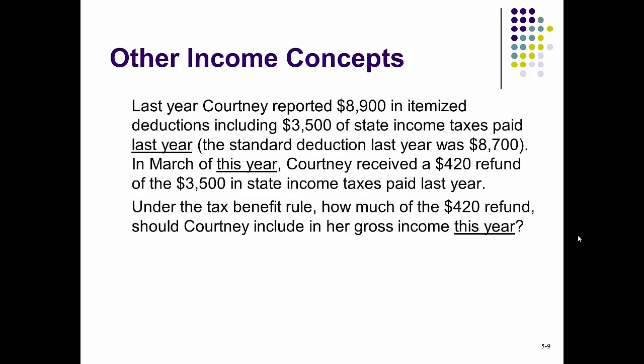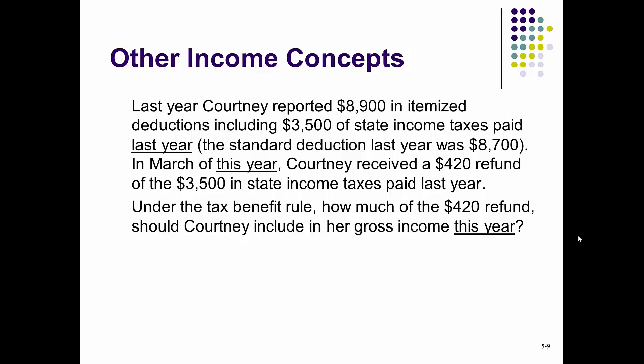And let's look at this example. This one is very similar to example 5-3 on pages 5-5 and 5-6. Actually, 5-3 is a better example, but for the time constraint we're going to look at this example. Example 5-3 actually has different scenarios in applying the tax benefit rule. So let's look at this one.